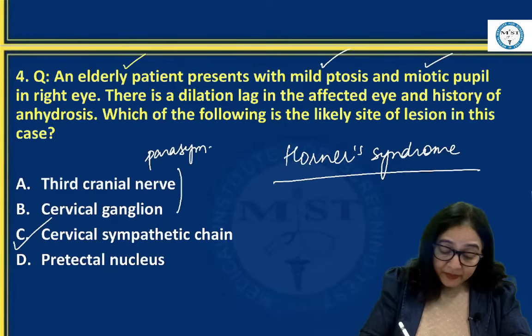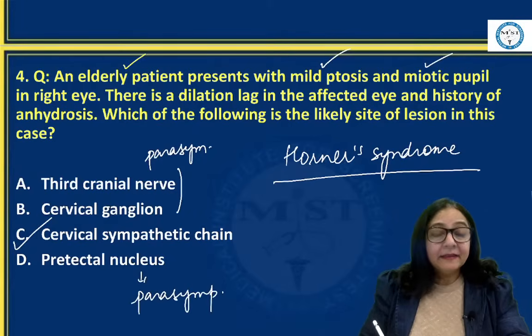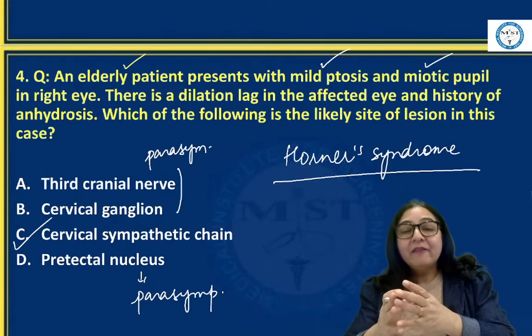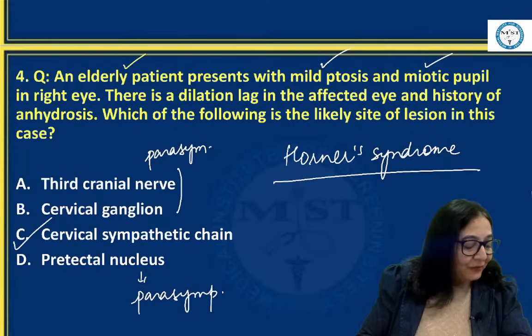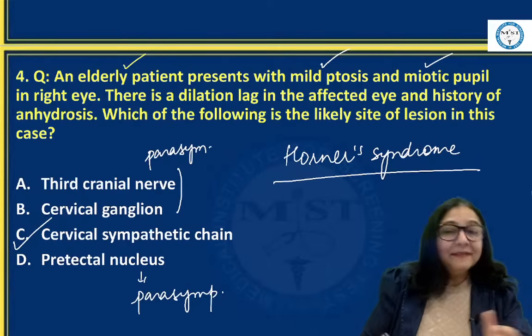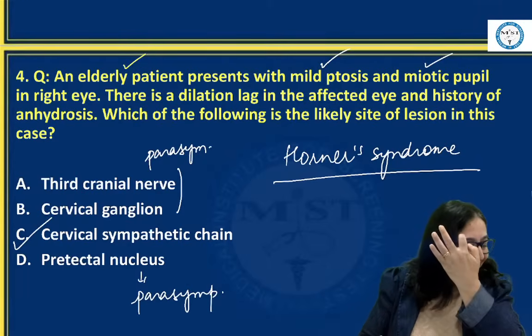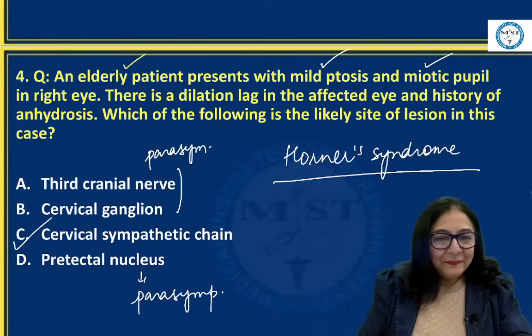Pretectal nucleus is again a part of the parasympathetic pathway because it's controlling the pupil reaction, direct as well as consensual. सब जगह पे ये syndrome आ ही जाता है बेटा, easy, बल्कि we all know about this. जब ऑलरेडी हमें हॉर्नर सिंड्रोम का पता है तो बढ़िया है, ठीक है?